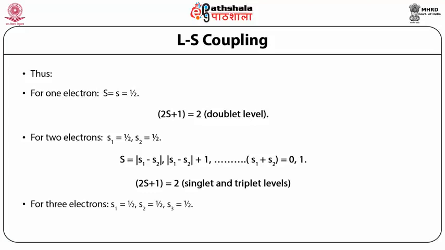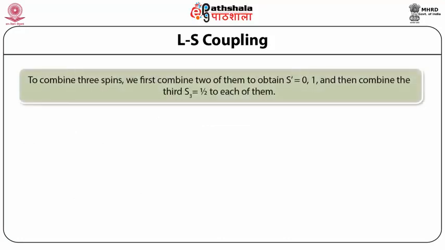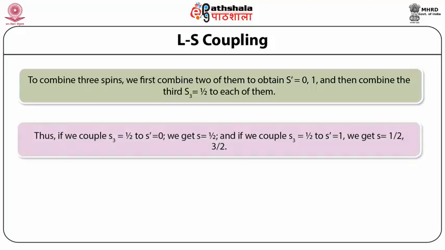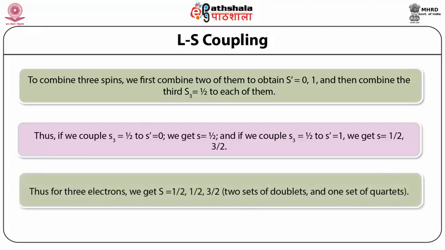For 3 electrons S1 is equal to 1/2, S2 is equal to 1/2, S3 is equal to 1/2. Combining 3 spins, we first combine 2 of them to obtain S' = 0, 1, and then combine the third, S3 = 1/2, to each of them. Thus if we couple S3 = 1/2 to S' = 0 we get S = 1/2, and if we couple S3 = 1/2 to S' = 1 we get S = 1/2 and 3/2. Thus for 3 electrons we get the capital S = 1/2, 1/2, 3/2. That means 2 sets of doublets and 1 set of quartets.